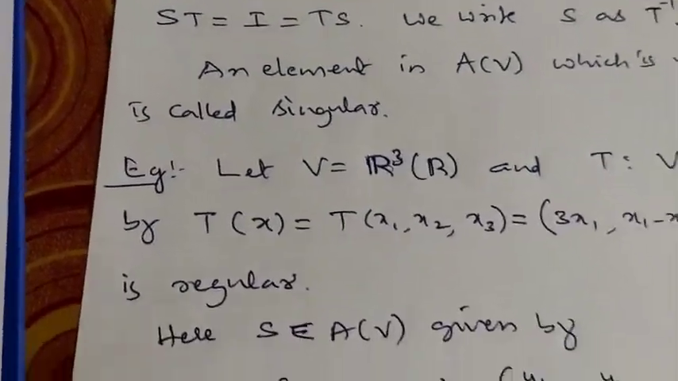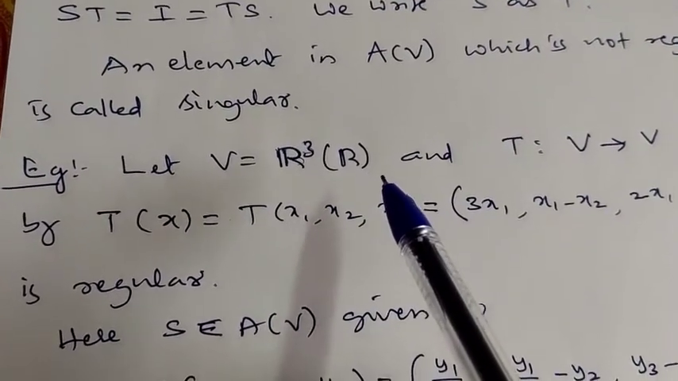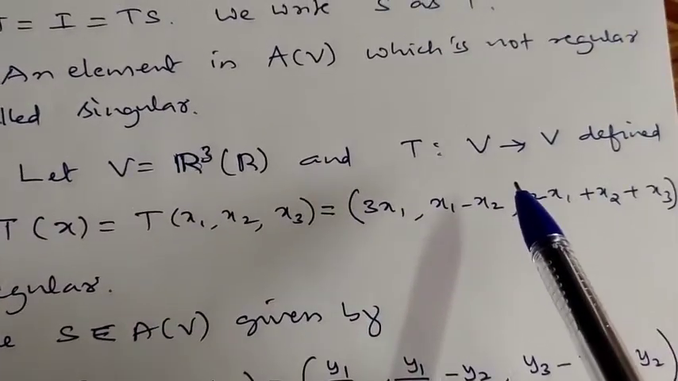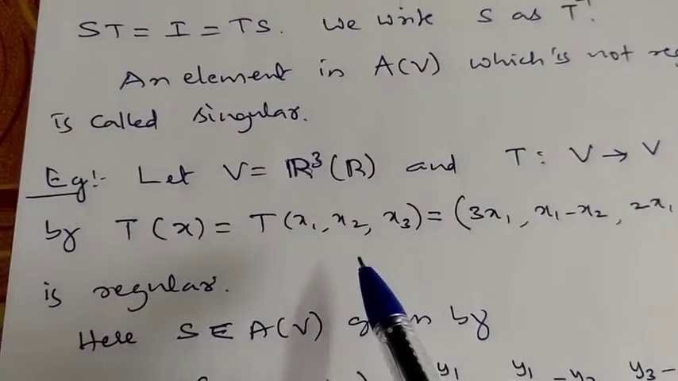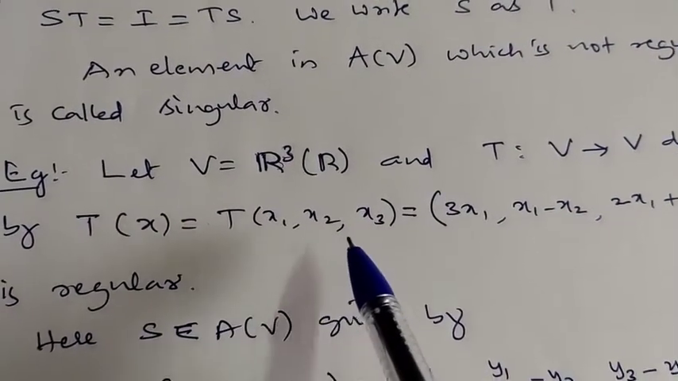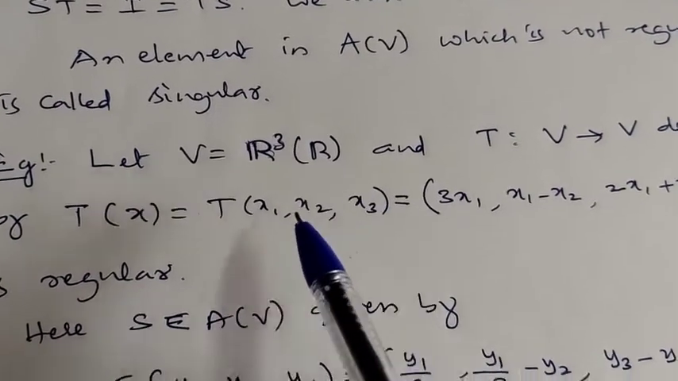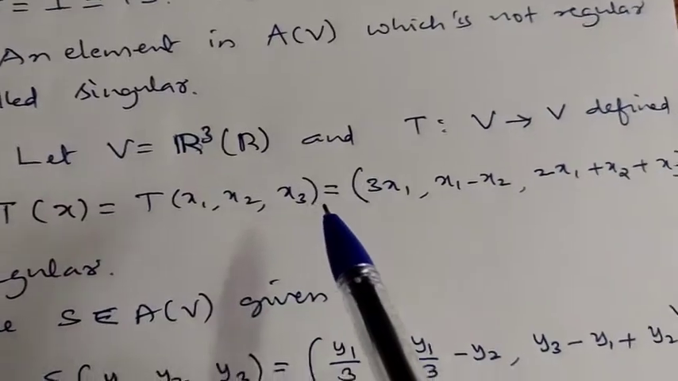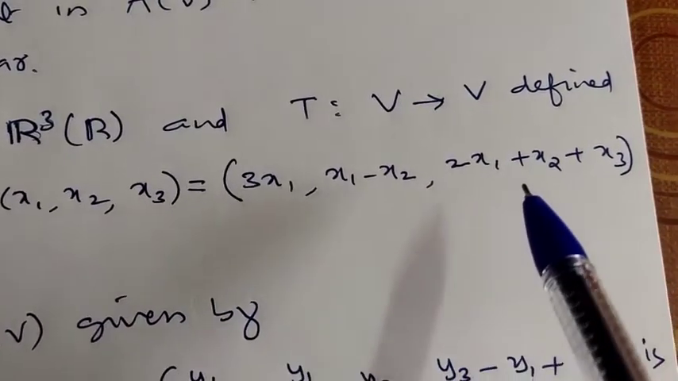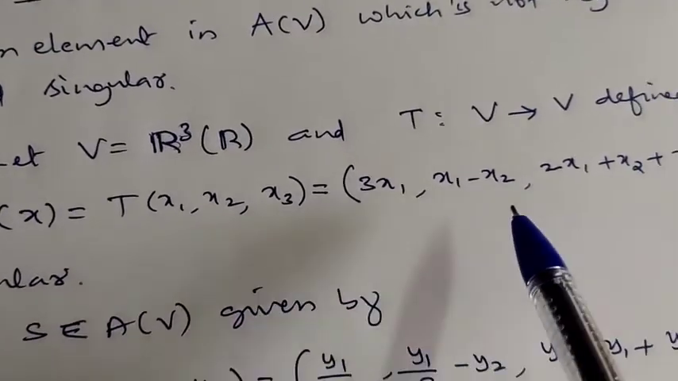Let us take up this example now. Let V be the real number space R3 over R, or Euclidean space R3 over R, and you define a mapping T from V to V. X belongs to R3 means X is a triplet X1, X2, X3 where each Xi is a real number. So T of X1, X2, X3 is 3 times X1, X1 minus X2, 2X1 plus X2 plus X3. I define T of X like this.